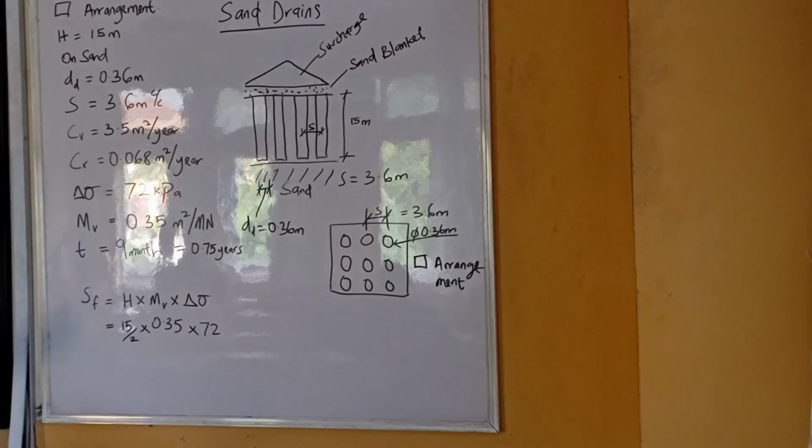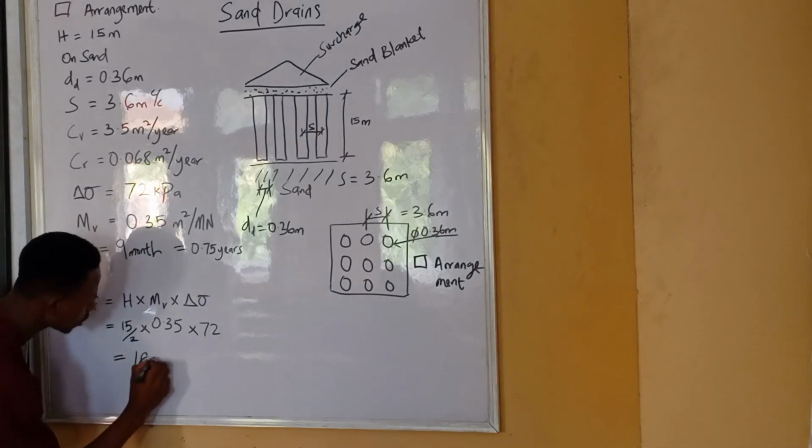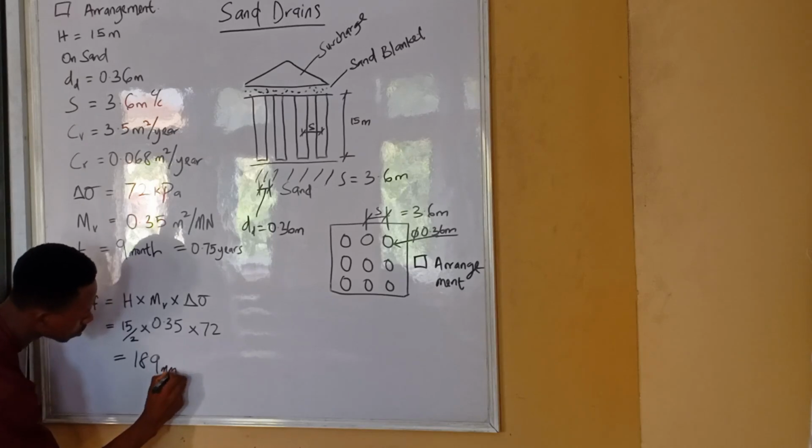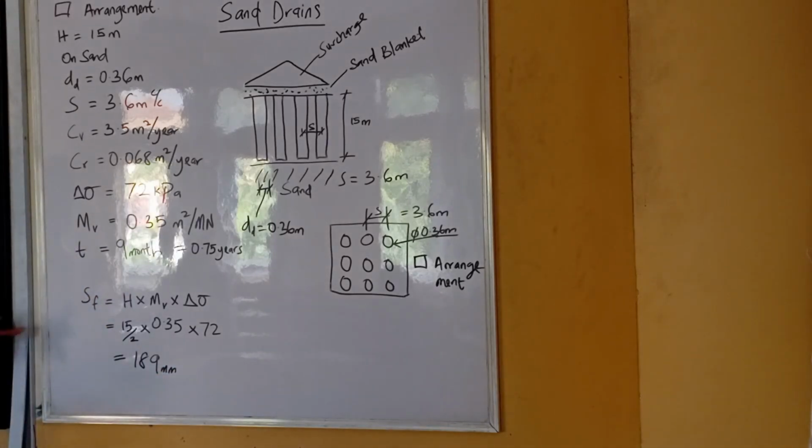So what does that leave us? 7.5 times 0.35 times 72 is 189. So the final settlement based on this should be, that's 15 over 2?